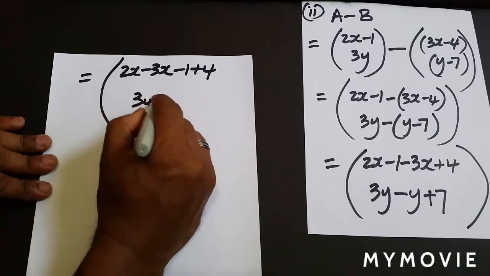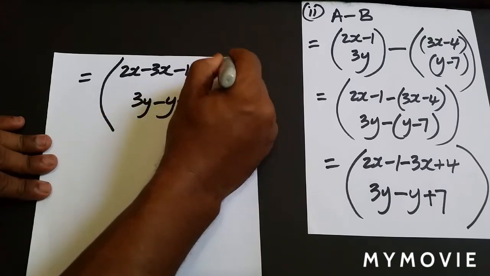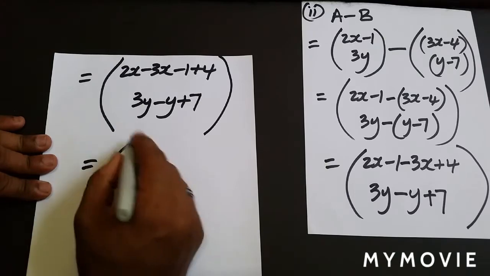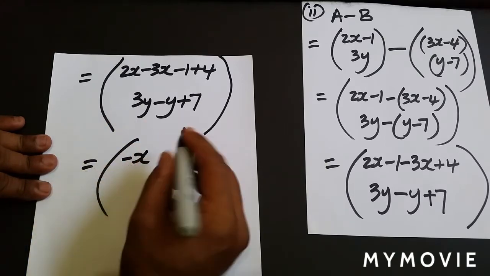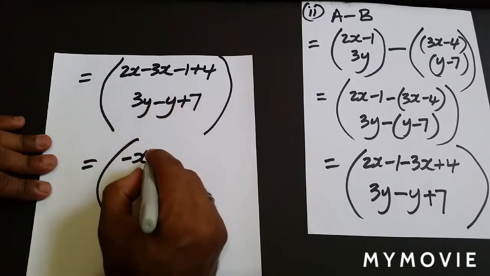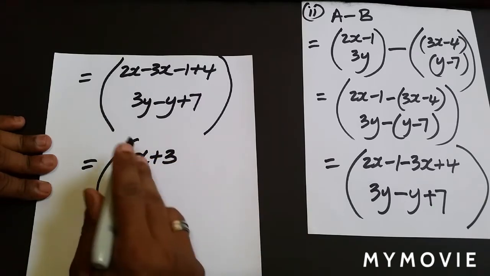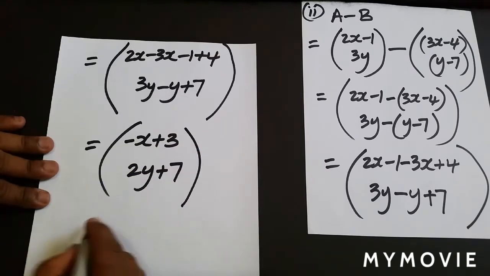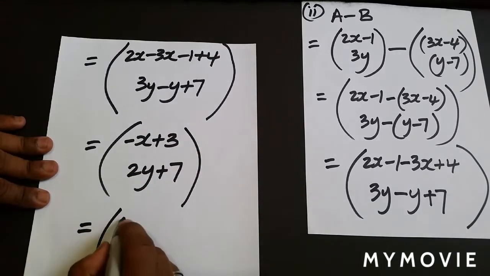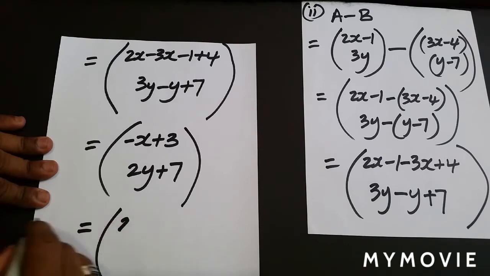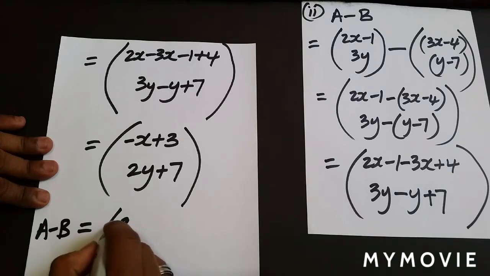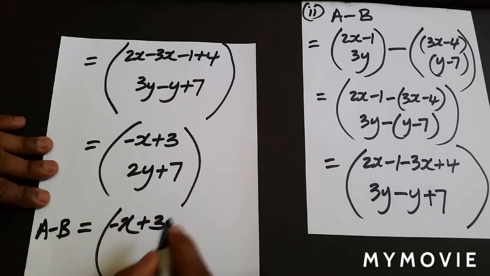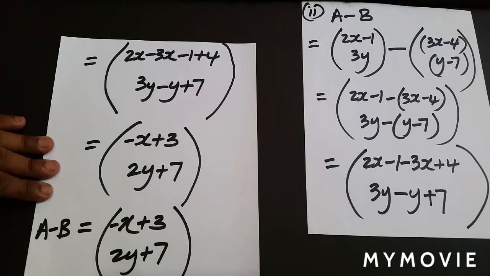And this one doesn't need any grouping, it's already grouped. So we can move straight into our final answer now. So this would be 2x minus x, which is minus 1x, or just minus x, minus 1 plus 4, that is plus 3, 3y minus y, that is 2y plus 7. Therefore a minus b will be equal to minus x plus 3 and 2y plus 7. So that will be our final answer there.